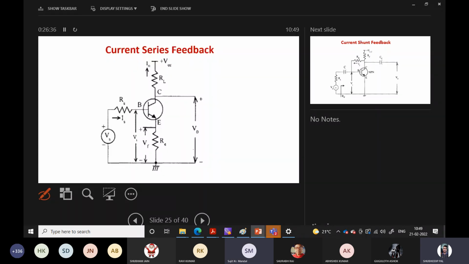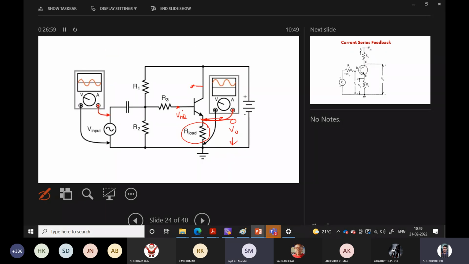Similarly, consider the current series feedback in a common emitter configuration with a load resistor and a resistor in the emitter. Try to understand the difference between voltage series and current series. For voltage series, we took the voltage across the emitter terminal, and the total voltage appears across the load resistance. That's why the total voltage also appears across the input. So the same amount of voltage appears across the input, and the feedback fraction here is unity.